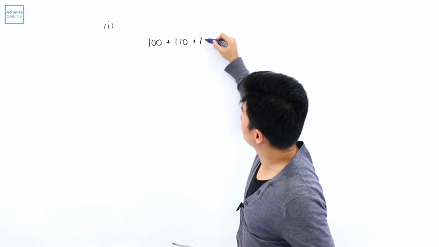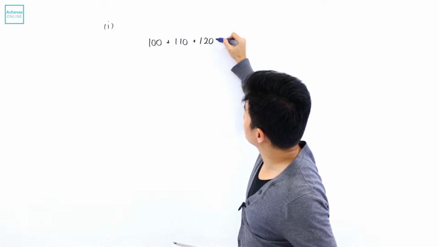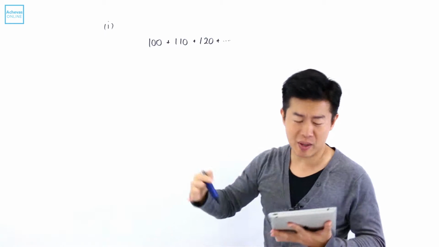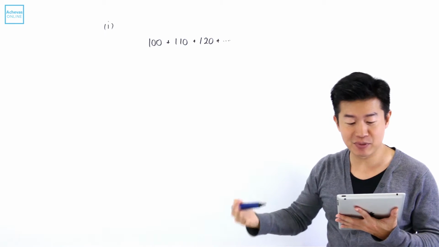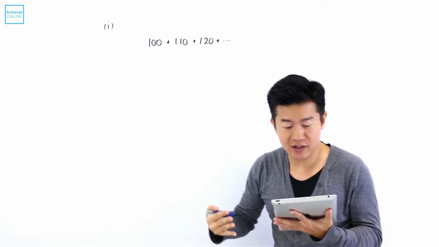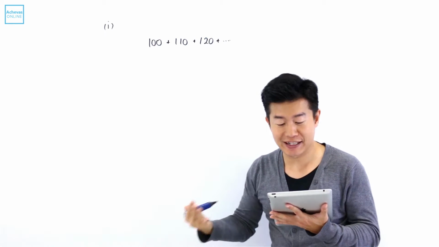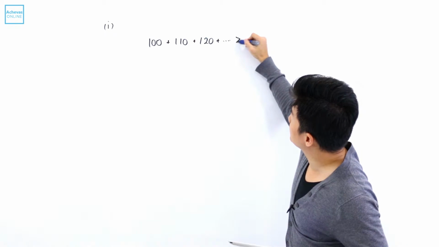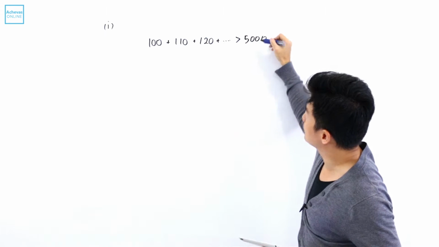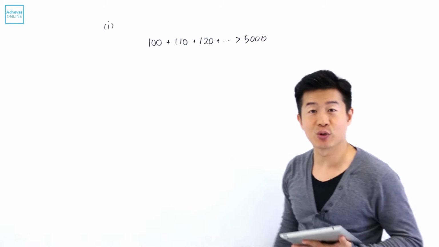So by March, it is going to be plus 120, continuing for maybe n number of months, until her account is going to be greater than $5,000. So I'm going to let this be bigger than $5,000. We want to find when this is going to happen.